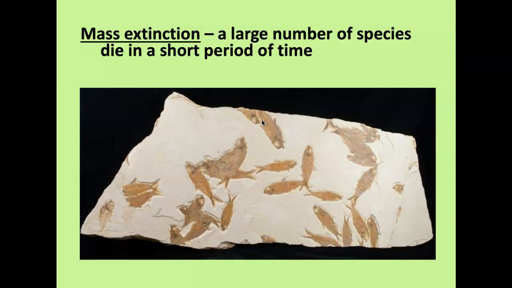Another term that we're going to talk about just a little bit is mass extinction. So we know that extinct means that something is no longer living, and it's specifically referring to a species no longer being alive. So if we have a mass extinction, then that means there's a large number of species, a lot of different species, that die in a short period of time. So it really limits the biodiversity in a particular habitat.